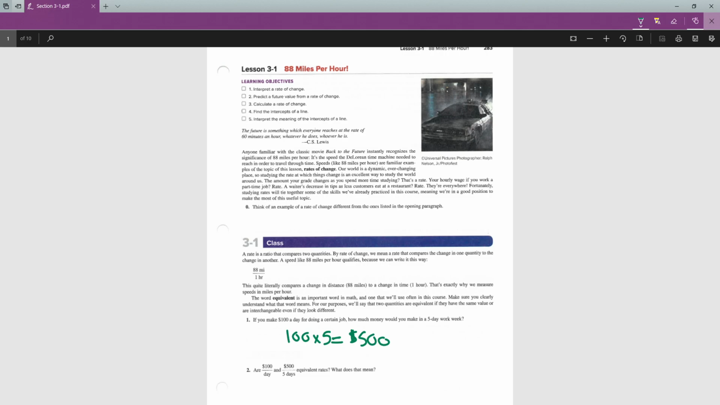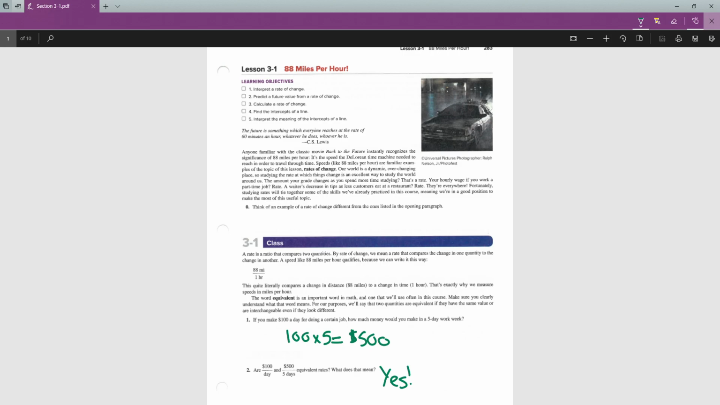Number 2 then asks us if these two rates are equivalent. $100 per day and $500 in 5 days. Are those two rates equivalent? And what does that mean? Our answer is yes, they are equivalent. And they are equivalent because they both describe the same relationship between the number of days worked and the amount of money earned. The two fractions are equivalent.